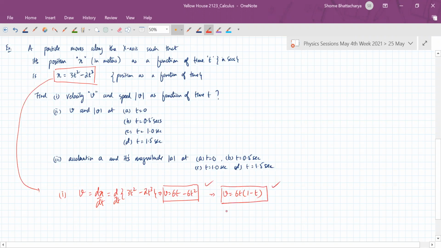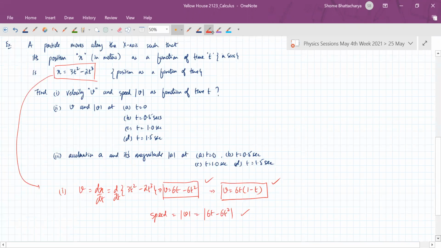Both are correct. But when we talk about speed, you have to be mindful of the fact that it is the modulus of velocity. So it is the magnitude of 6t minus 6t square. This shows us that, for example, at a time greater than 1 second, the velocity will become negative, but the speed will be the modulus of that negative quantity. So that is the difference between the formula for speed, which will be modulus of 6t minus 6t square, and the formula for velocity, which will simply be 6t minus 6t square. Hope this point is clear to all of you.